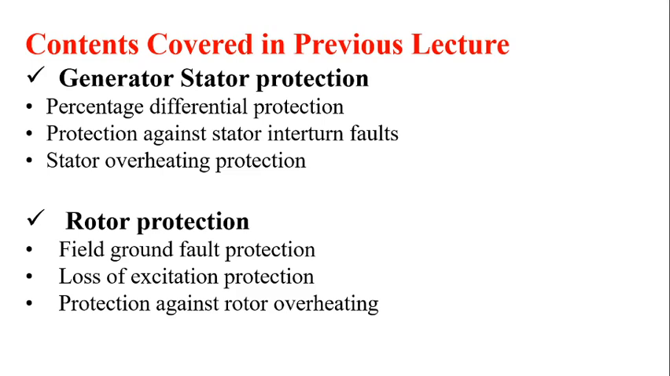In the previous lecture we discussed protection of the generator. In that, stator as well as rotor protection were discussed. For generator stator protection, we discussed three different protective schemes: percentage differential protection, protection against stator interturn faults, as well as stator overheating protection. For the rotor protection, we discussed field ground fault protection, loss of excitation protection, and protection against rotor overheating.